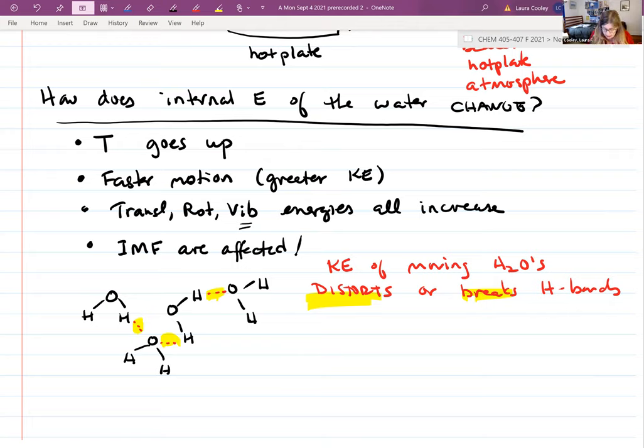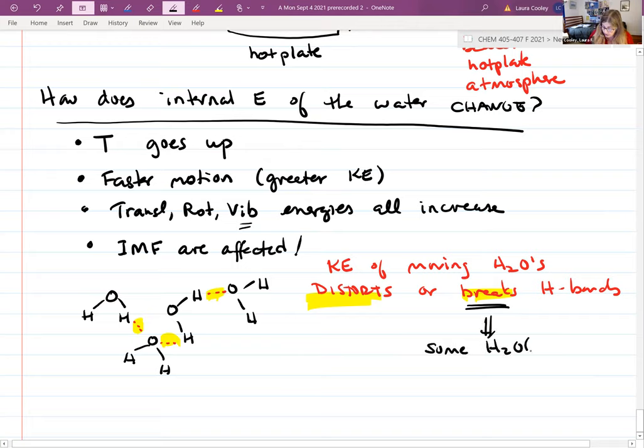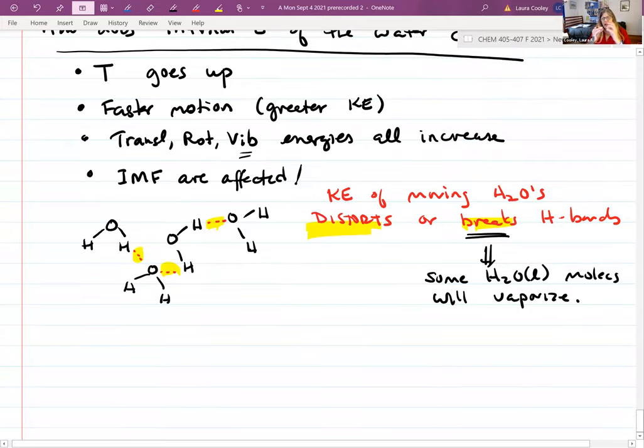So what happens though is when you break hydrogen bonds, that means that some liquid water molecules will vaporize. So it's like you're supplying them with the energy to sort of break away from each other and get into the gas phase. So this leads to some vaporization.